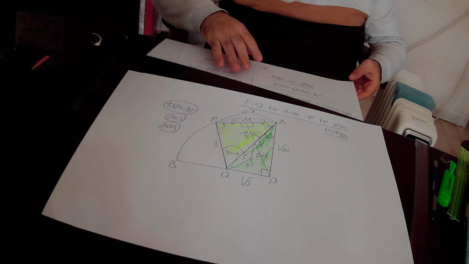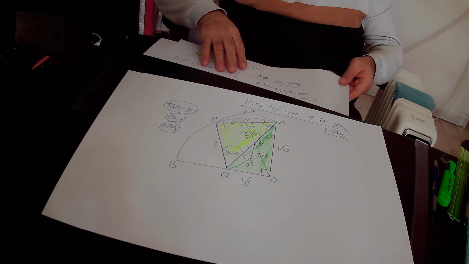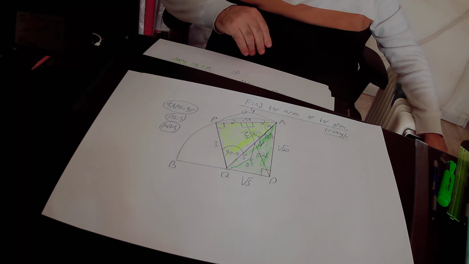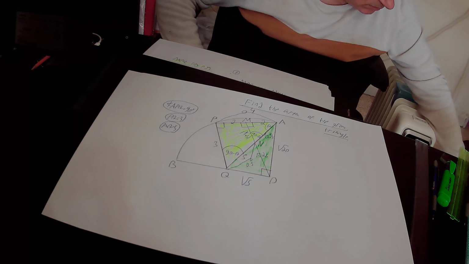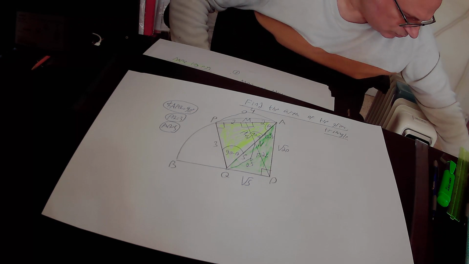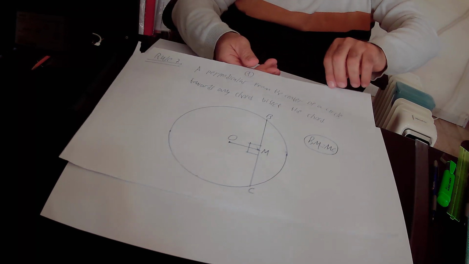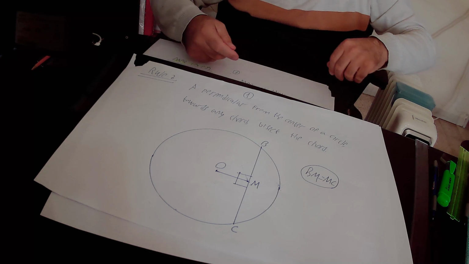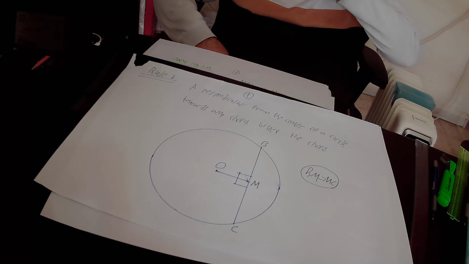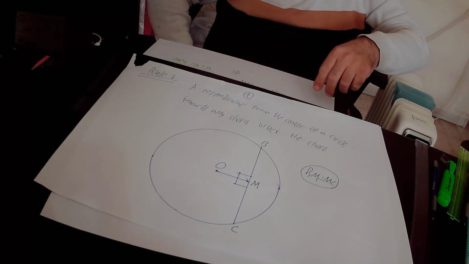In the next step, I presented to you a new rule and implemented rule number 2 in our drawing. According to rule number 2, a perpendicular from the center of a circle towards any chord bisects the chord.